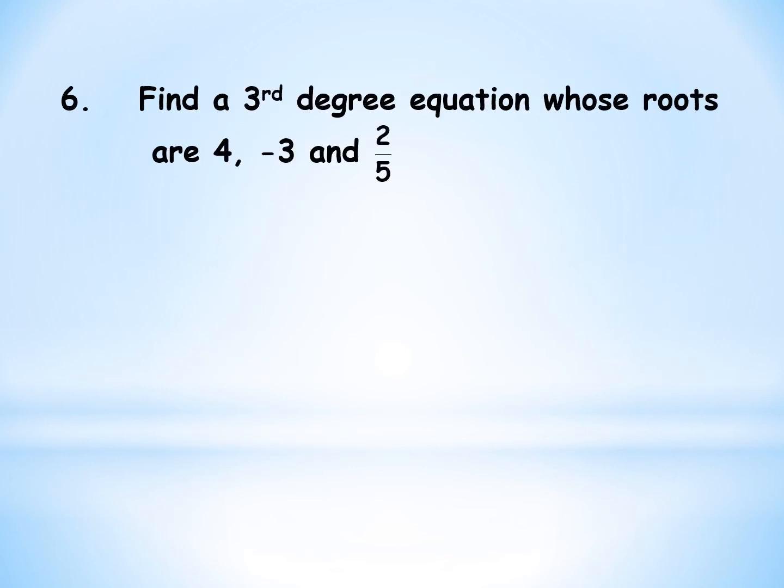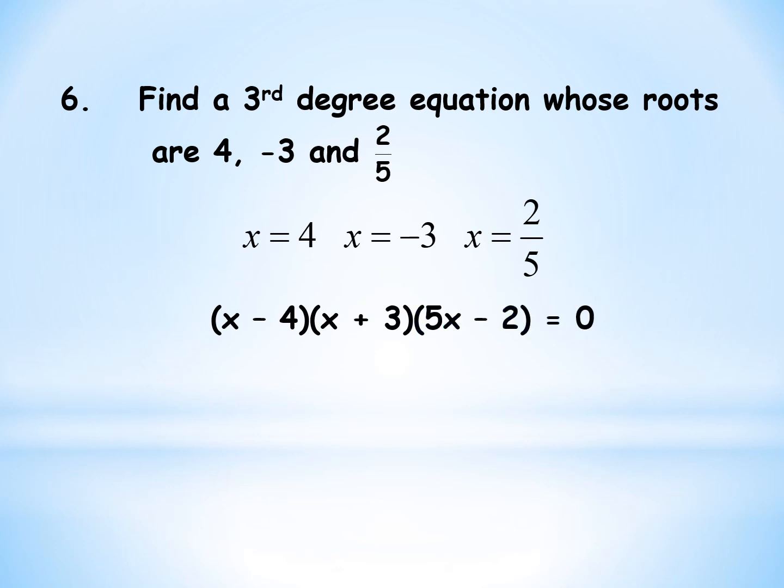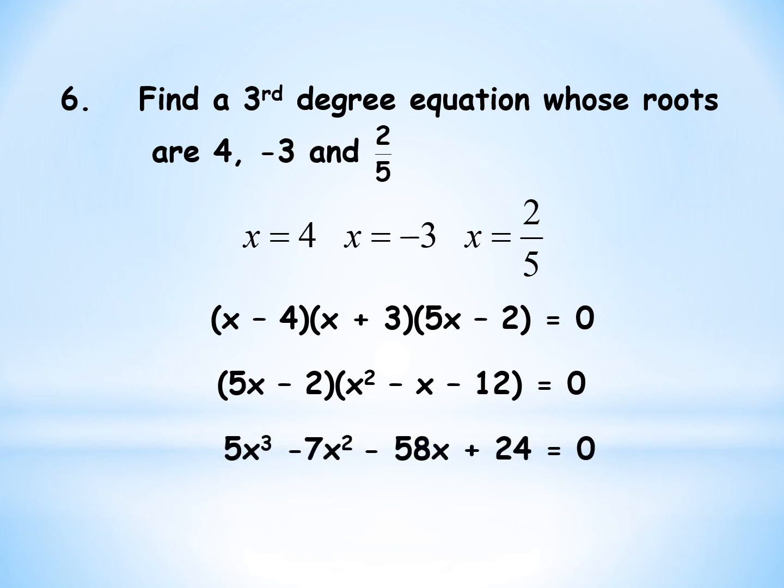All right, find a third degree equation whose roots are 4, negative 3, and 2/5. So again, start by saying x equals 4, x equals negative 3, x equals 2/5. Now you're going to put those roots into their factors. So x minus 4, x plus 3, and then again if you multiply through by 5 and subtract the 2, you'll get 5x minus 2. To multiply this together, I would multiply x minus 4 times x plus 3 together first, and then go ahead and expand the rest of it.